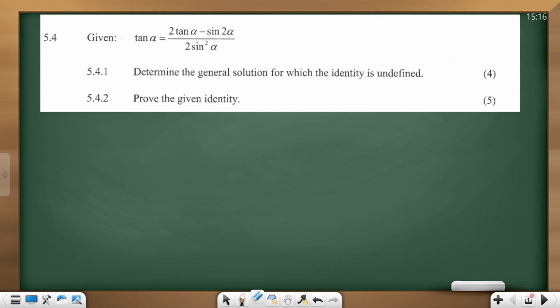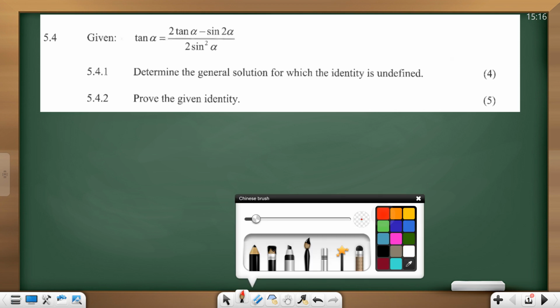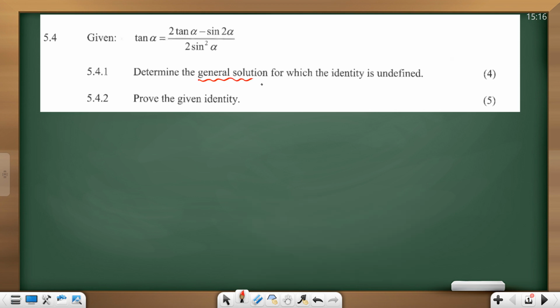We're working with trigs here, page 1. Given that tan 2, determine the general solution. Please, I'd like us to read the statement very well. It says, determine what? The general solutions are always generic. It's not one answer. That's when you bring in plus k, because we can use that to get more answers. For which the identity is undefined.